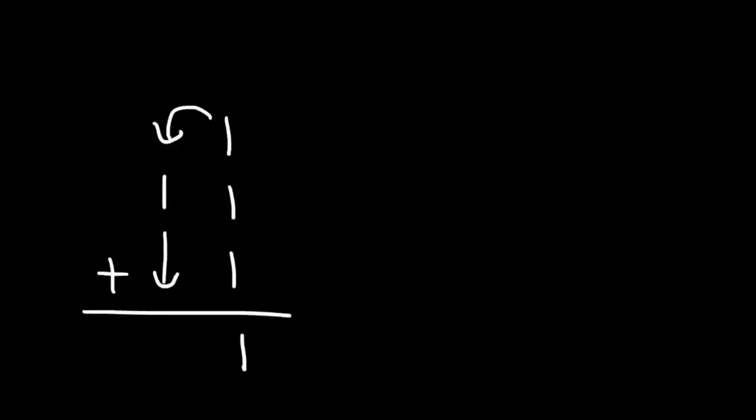Now what if you have 3 1s? How can you add this? In this case, it's going to be 1, and you carry over a 1. Let's write that here. And so you get 1, 1. So if you have 3 1s in a single column, it's going to produce an output of 1, 1.